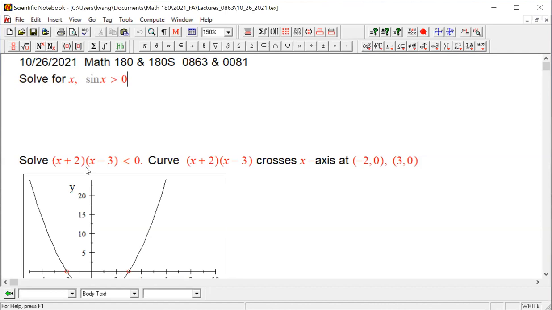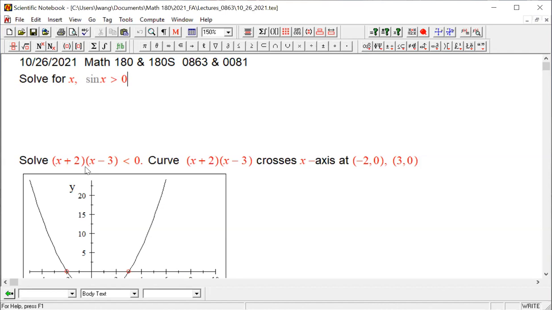You can break it down to steps and then create questions. Say what I'm going to do: sine x, instead of saying greater than 0. You can break it down to sine x equals 0 and think about the question. Sine of what angle equals 0?